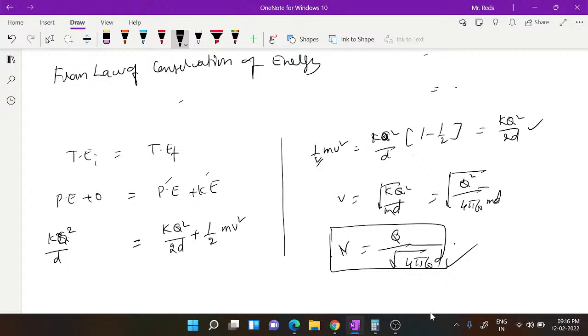You're not asked to find kinetic energy, right? You're asked to find velocity. One more thing: what happens to the velocity? Everything else is the same according to the given conditions, and then the separation between them. The velocity of each charge of mass m, the distance between them is 2d. That's it. Nothing else is changing.